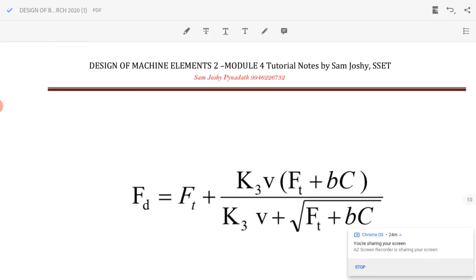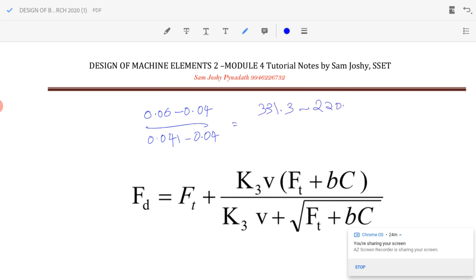I can write for interpolation, (0.06 minus 0.04) divided by (0.041 minus 0.04) equal to (331.3 minus 220.9) divided by (C minus 220.9). You will get C equal to 226.42 newton. Okay.